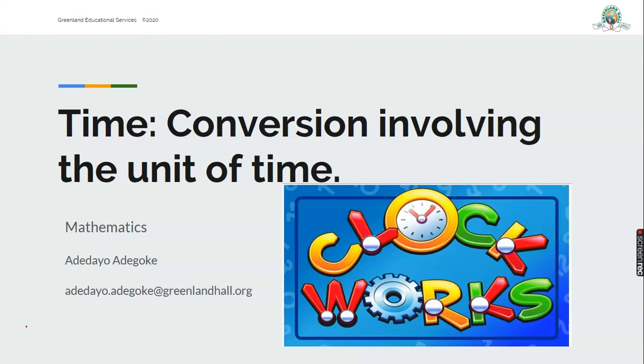I'm welcoming you to this mathematics class, and our topic for today is time. We've been on this topic for some time now. We have seen how many seconds make 1 minute, how many minutes make 1 hour, and then we've been able to tell the time as minutes and as hours. Today we want to look at another important part of this lesson, which is conversion involving the unit of time.